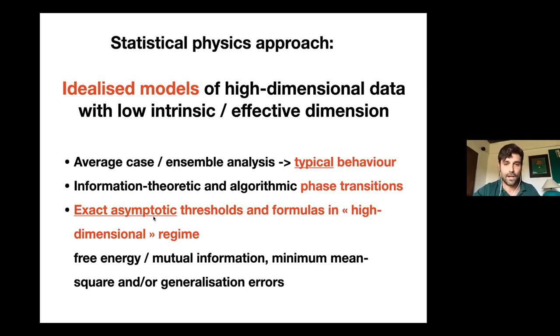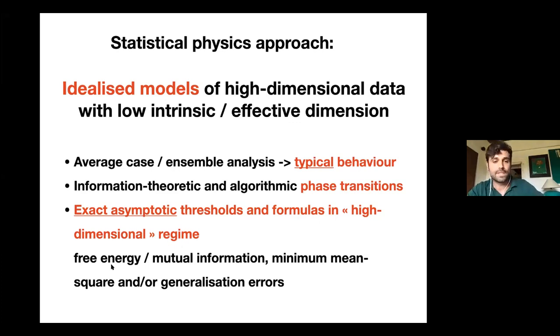Okay. And what we are able to obtain, again in contrast with computer science that generally gets bounds, are exact asymptotic thresholds and formulas in the so-called high-dimensional regime. High-dimensional means here that essentially the number of parameters or components of the signal to infer or to learn are of the same order as the number of data points that you have access to. And this number is extremely large.